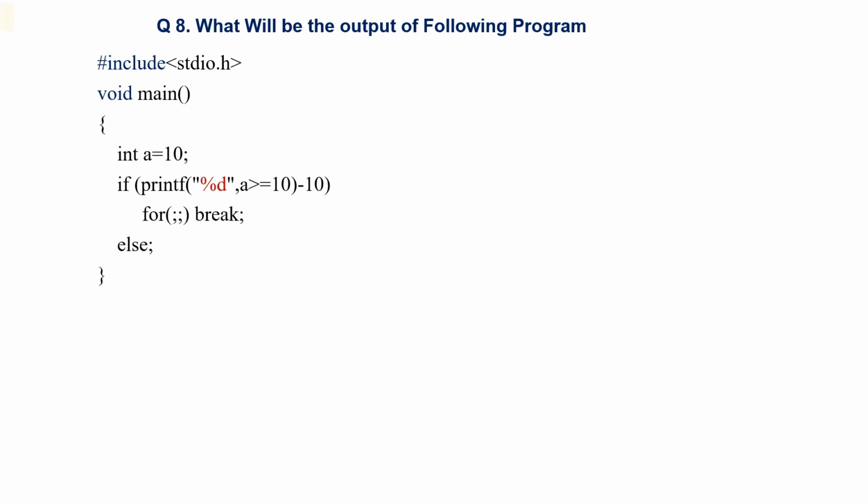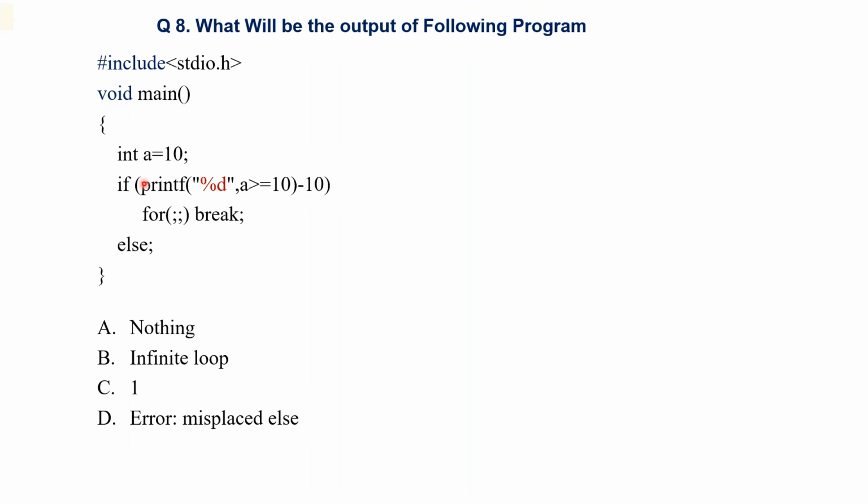This is our next question. What will be the output of the following program? And these are the options from where you have to select one correct answer. So let us see what output this program will generate. So here integer variable a is declared and it is initialized with the value 10. And the next statement here is the if else statement, where if contains a loop. So this contains a loop and the else part contains nothing.